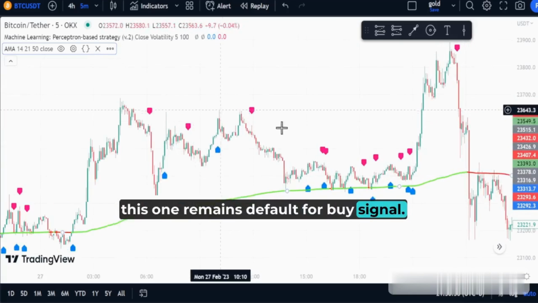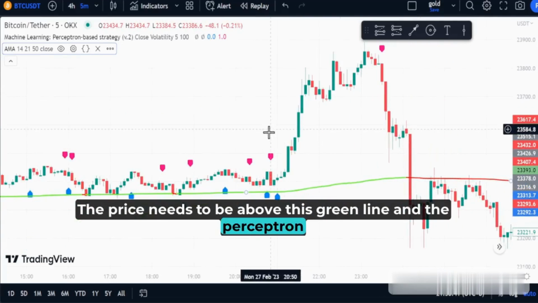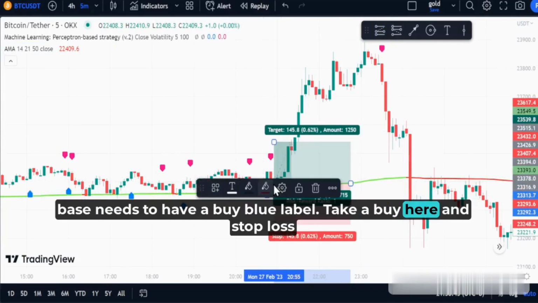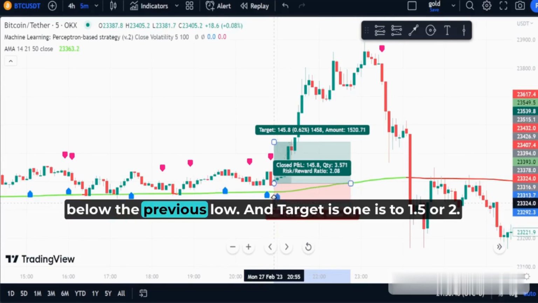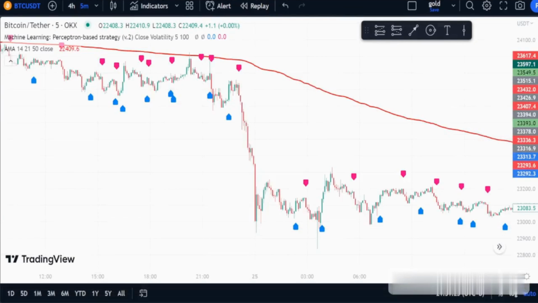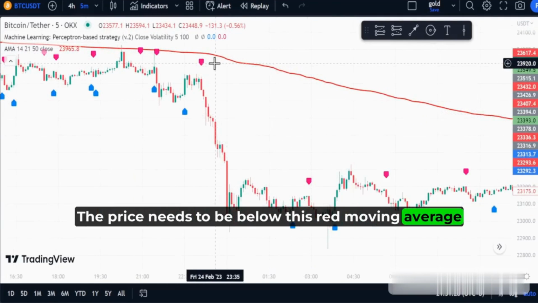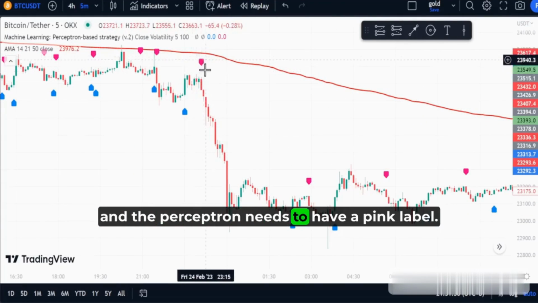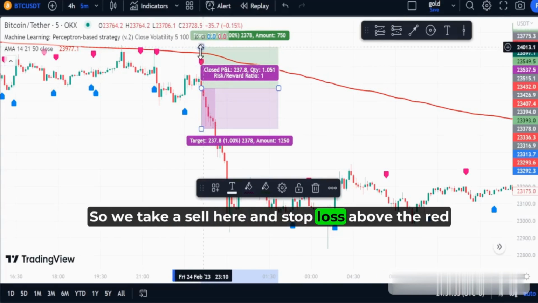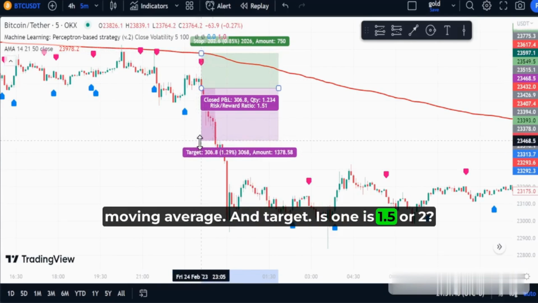For buy signal, the price needs to be above this green line and the Perceptron Based needs to have a blue buy label. Take a buy here and stop loss below the previous low and target is 1:1.5 or 2, okay? For sell signal, the price needs to be below this red moving average and the Perceptron needs to have a pink label. So we take a sell here and stop loss above the previous moving average and target is 1:1.5 or 2.